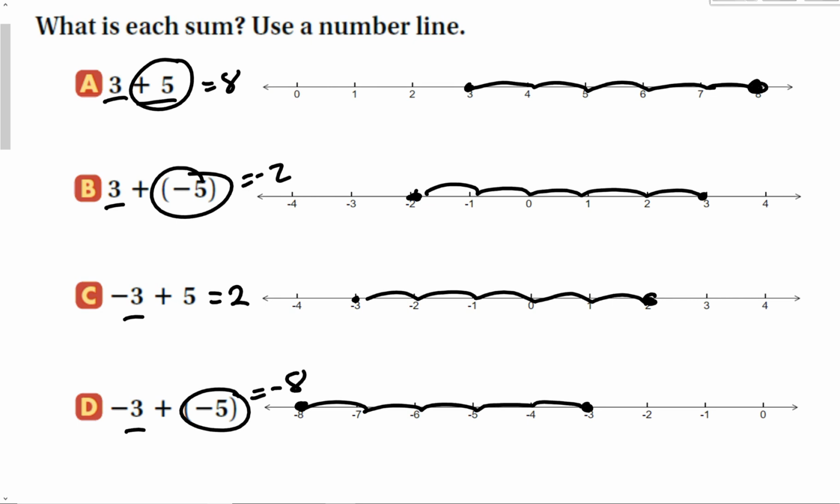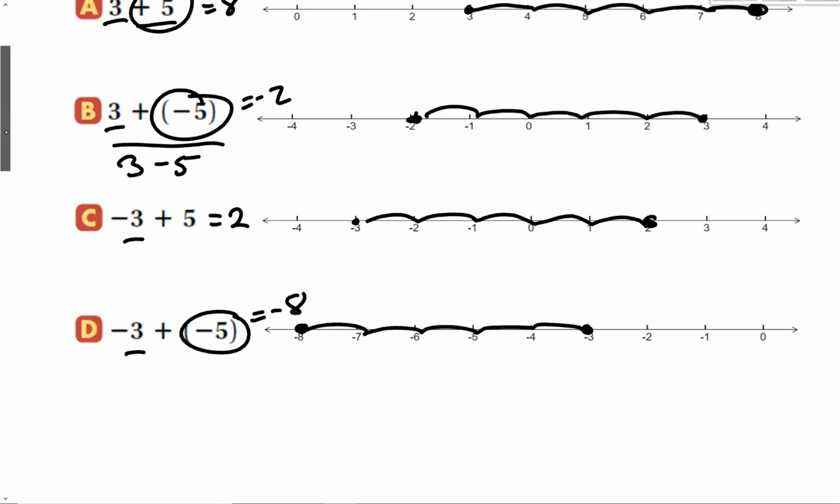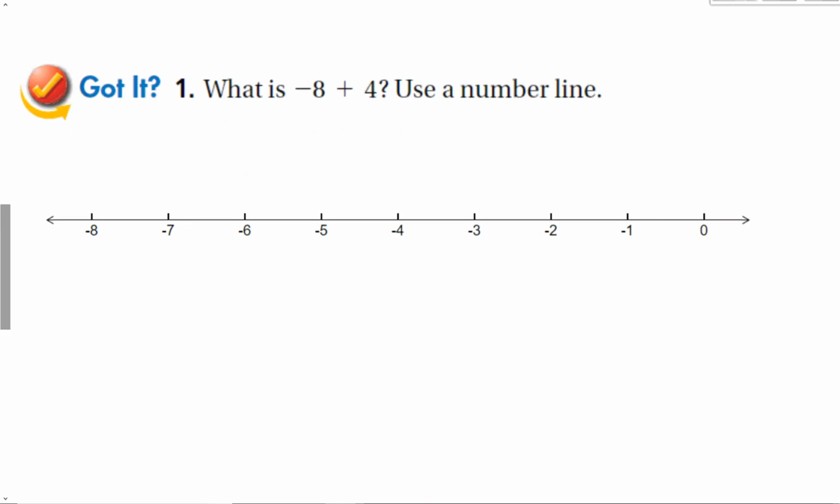Okay, so in all of these cases, we're going to start at the first number and we're going to move right or left depending on whether we are adding a positive number or adding a negative number. And we'll see in a few minutes that this expression right here, 3 plus a -5, can also mean 3 minus 5. Okay, so we're going to lump subtraction into this in a little bit. Okay, so let's try this one. -8 plus 4. That means I'm going to start at -8 and go 1, 2, 3, 4 steps to give me that -8 plus 4 is a -4. Okay, so that's the number line method.